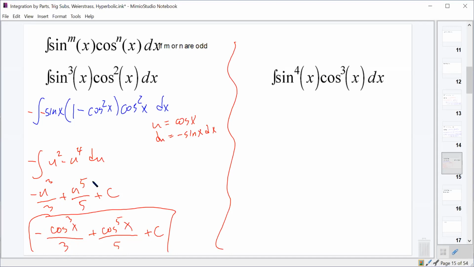The 1? Oh, the 1, well, this is 1 minus u squared, right? Times u squared, Nick? So 1 minus u squared times u squared, I just distributed the u squared in. It's cosine squared minus cosine to the fourth here. Okay.